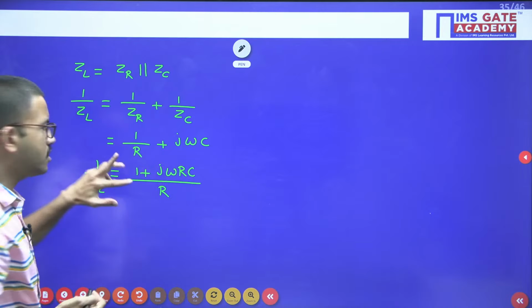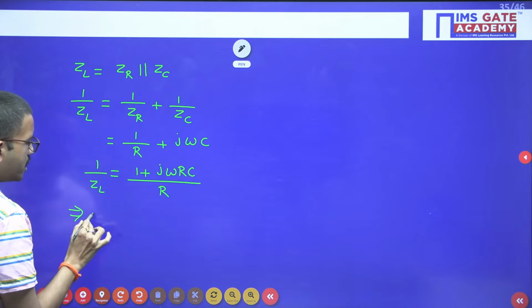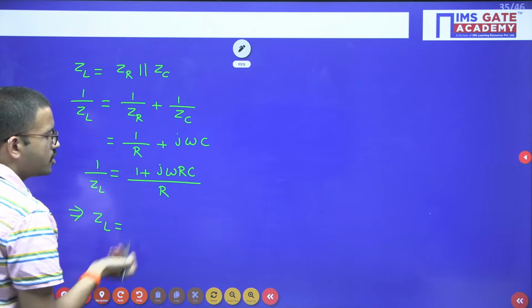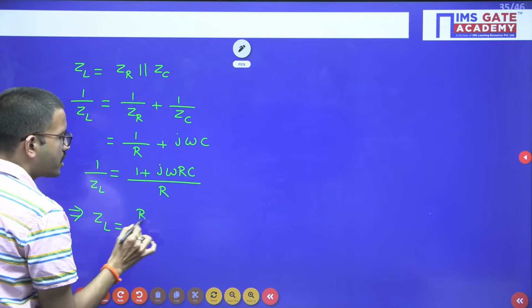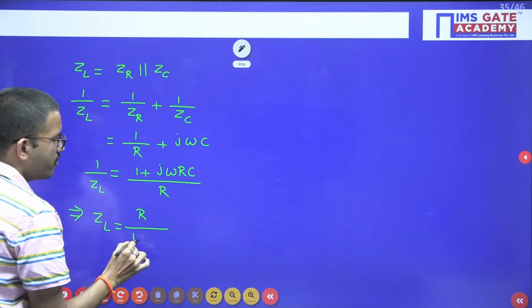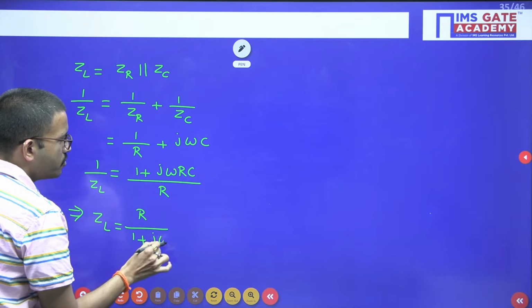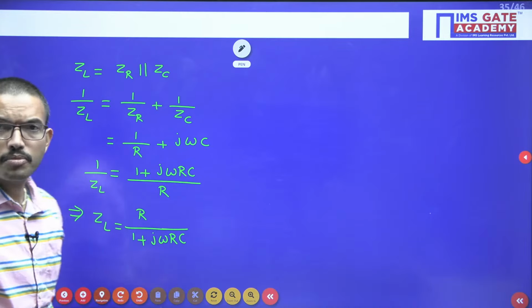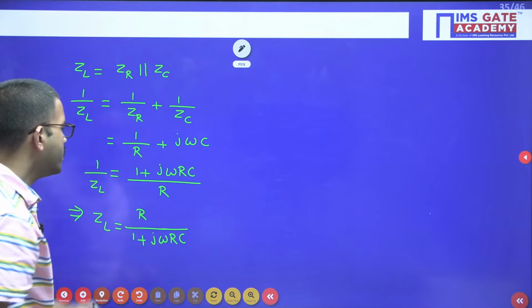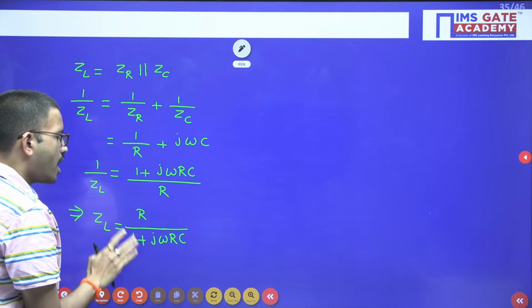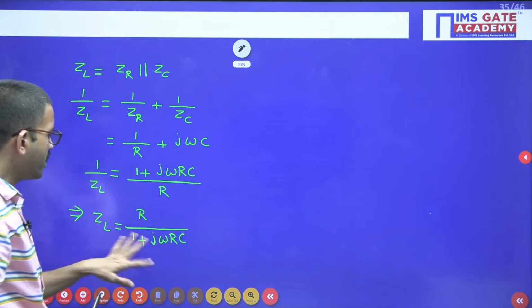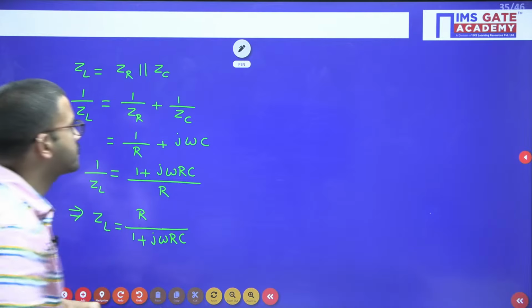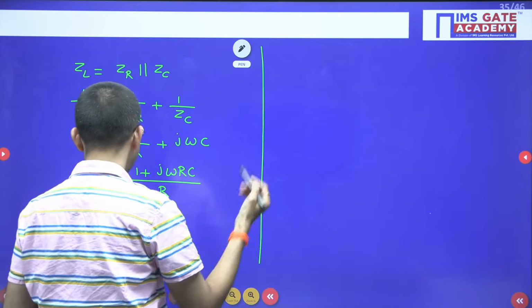Now take the reciprocal. From there you will get ZL. ZL equal to, taking the reciprocal on both sides, R divided by 1 plus j omega RC. I hope it is clear up to this point. Now here you have R by 1 plus j omega RC. Here also we can calculate the magnitude and phase.